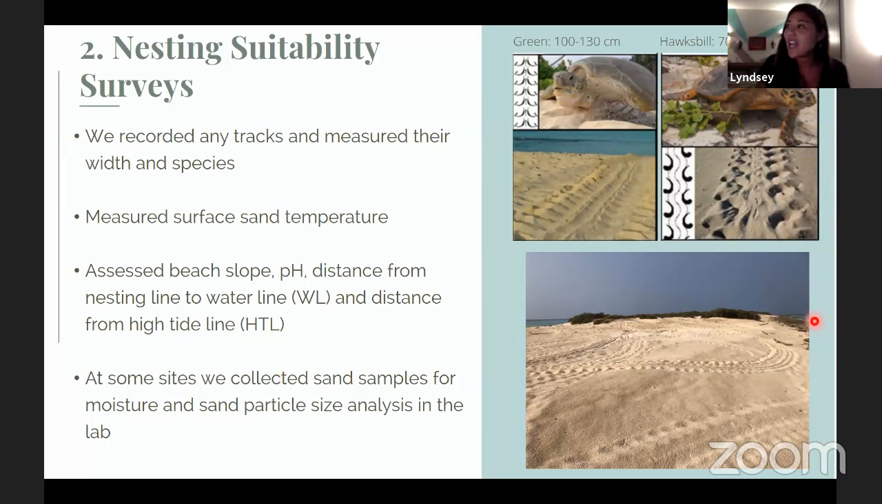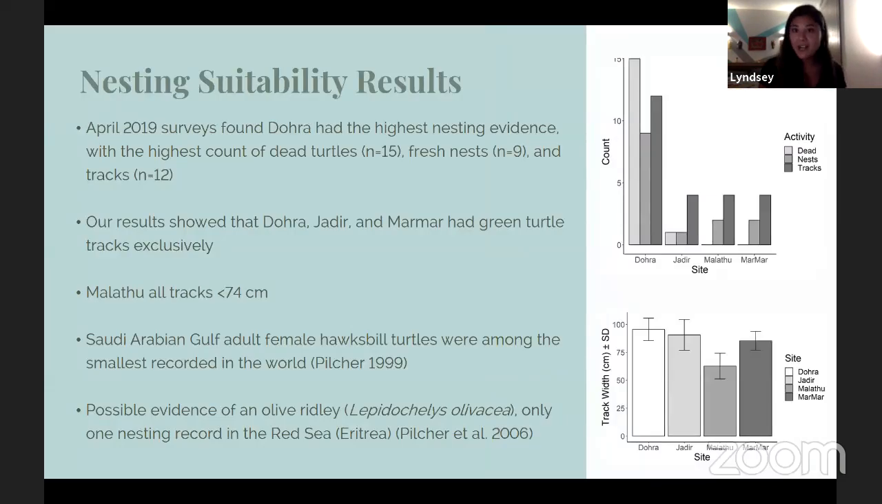In addition to figuring out how many tracks are on each island, we also wanted to measure some nesting suitability parameters. It's important to know why turtles nest on some islands compared to others, which is why we measured these parameters. In addition to surface temperature, we were looking at the slope of the beach, as well as the pH of the sand, and the distance from the nesting line to the water line and high tide line. At some of the sites, we also collected sand samples, and with these, we were able to assess moisture and sand particle size, as well as color in the lab and compare later.